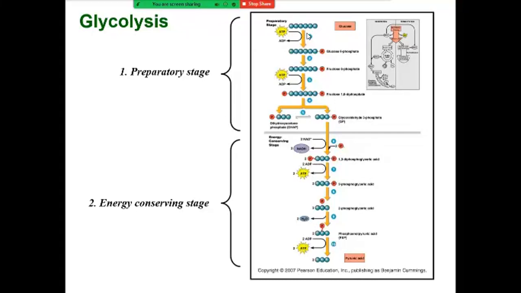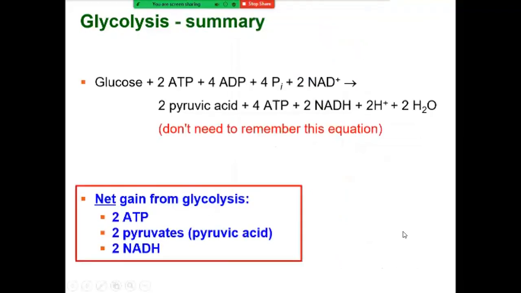Glucose starts the process, we generate a net gain of 2 ATP, and we end up with 2 pyruvic acids. So you need to know that. And you should know that 2 NADH are made by glycolysis. Question about any of that?